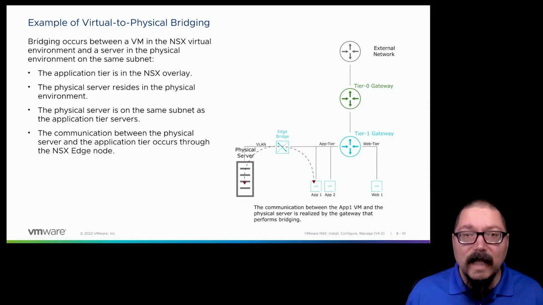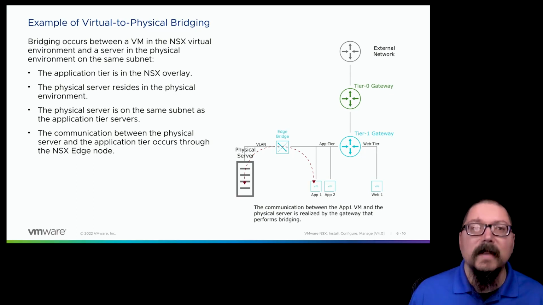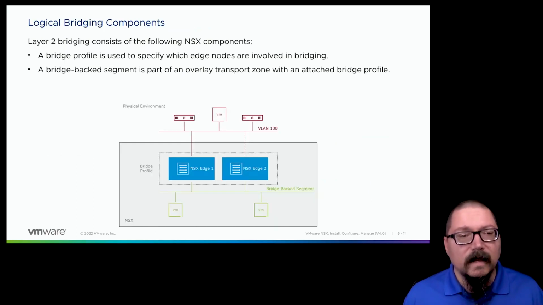And again, that's going to be passed through an edge transport node, which means the traffic is going to go from the virtual machine to the hypervisor to its TEP to the edge TEP, and from the edge TEP into the edge and over to the VLAN.